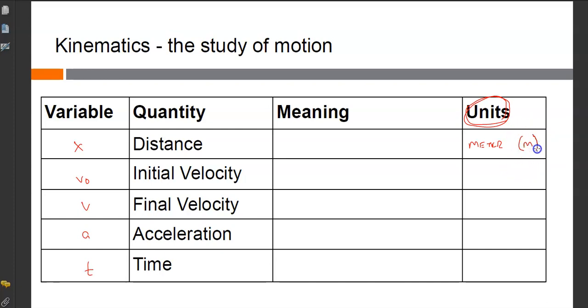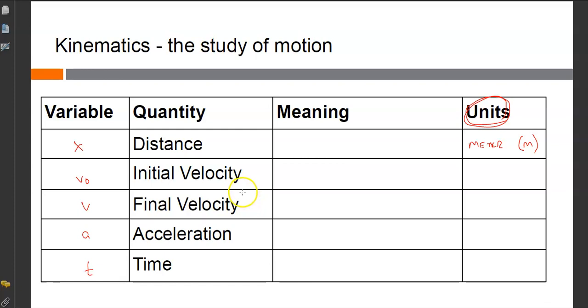We abbreviate the meter with an M. All right, so anytime you see 6M, then you know that you're talking about 6 meters of distance. The M tells you that it's a distance. Down here, velocity, in this country, we would measure that in miles per hour.